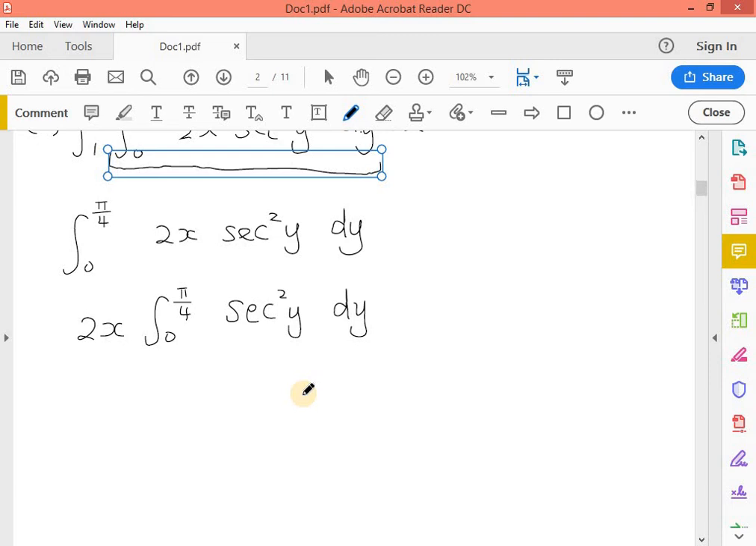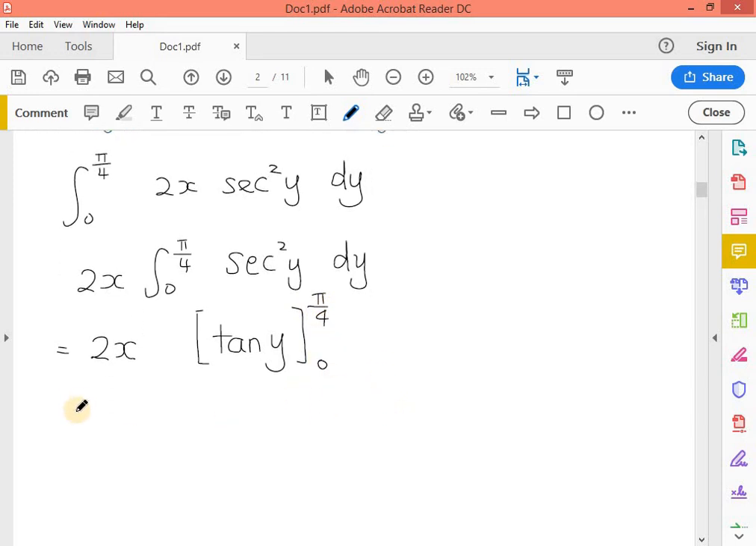Okay, so for this one, you will get your answer equals to tangent. So this one will become tangent y. And then you put your interval outside. So what you are going to do next is you replace the value of the interval into the formula. And this is minus tangent 0.